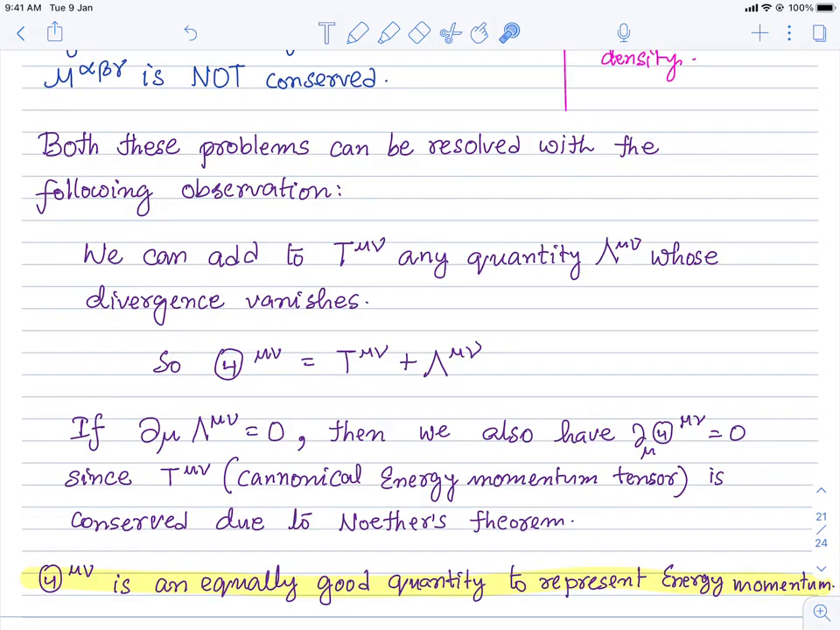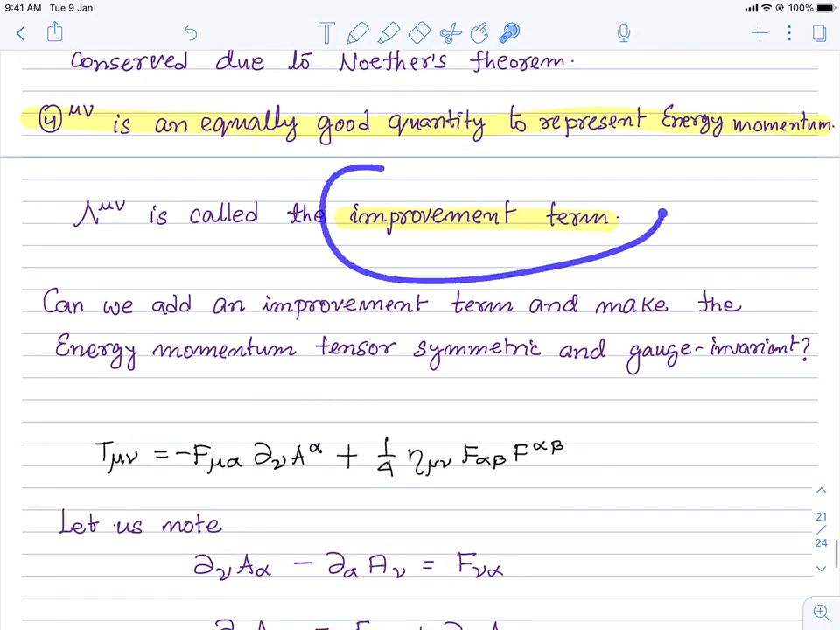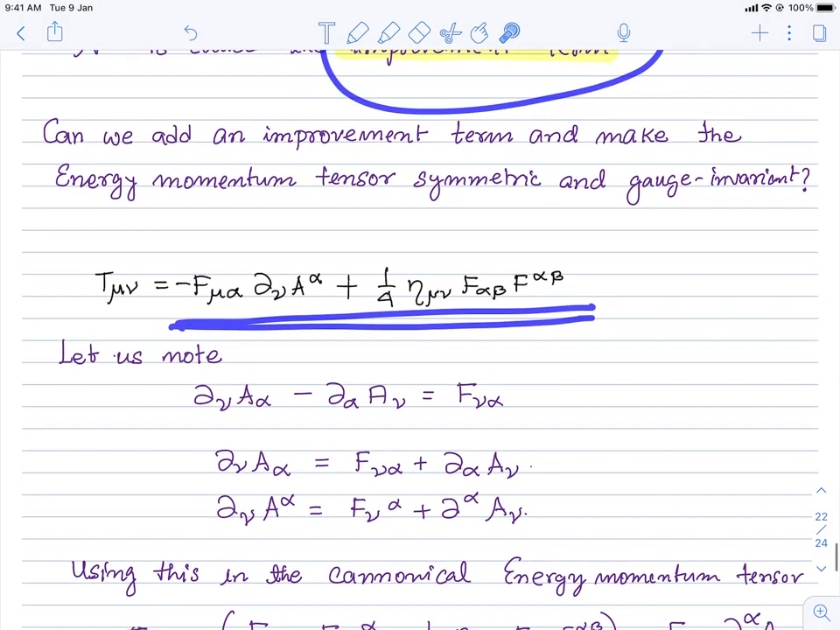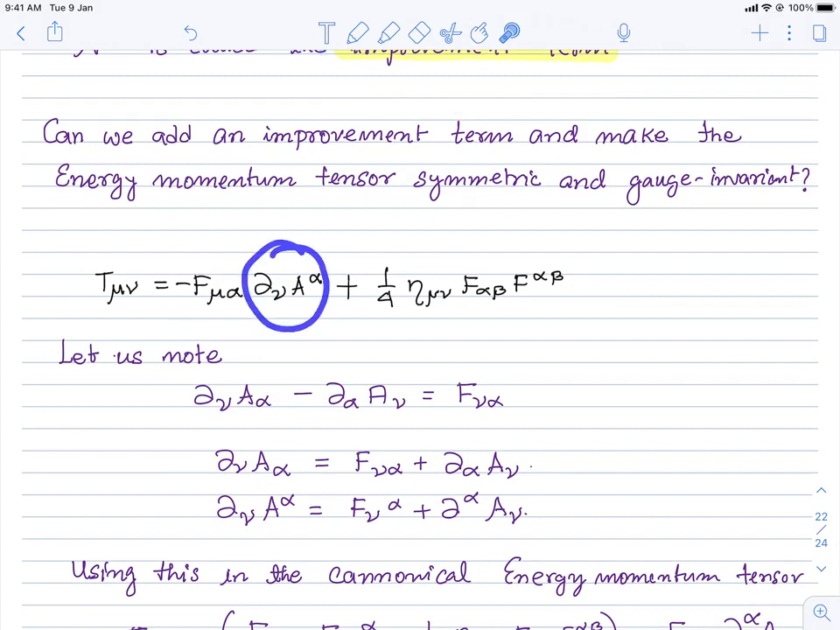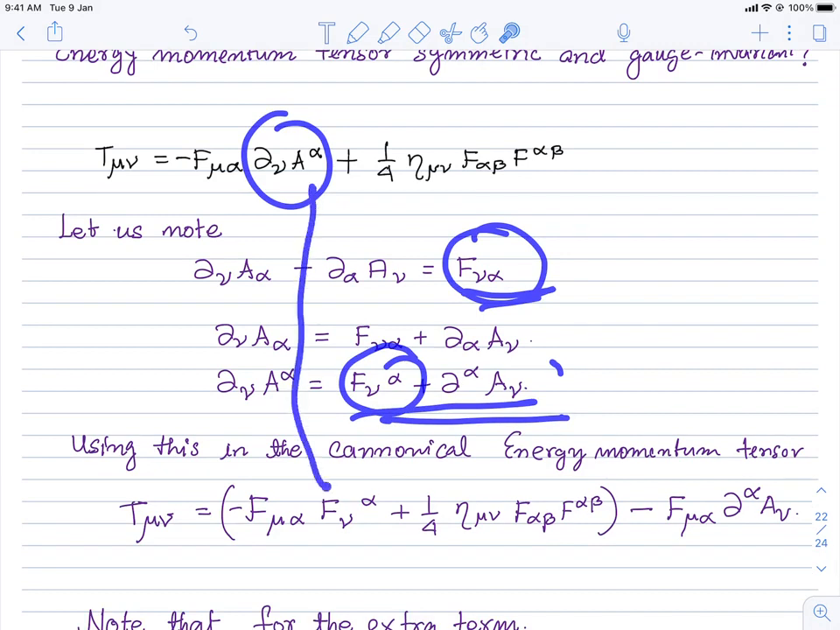Okay, so let's see how it goes. So we can choose some improvement term. We want to do that, and for that, notice this is the expression that we had for the energy momentum tensor. So let us take this, because we want to make it gauge invariant. Let us write this in terms of the F. So this term I can take, and I've written it in terms of the F. And then I have taken it and substituted it here.